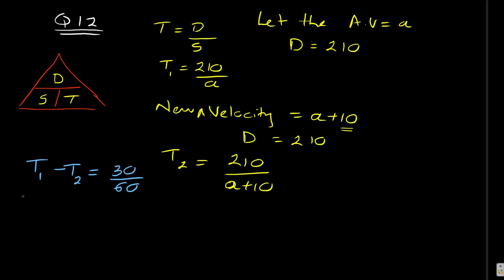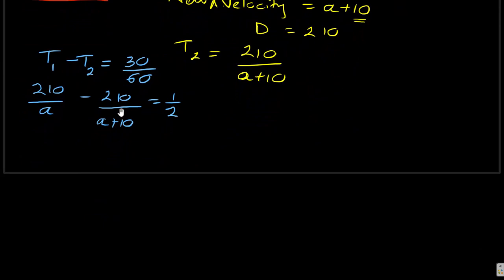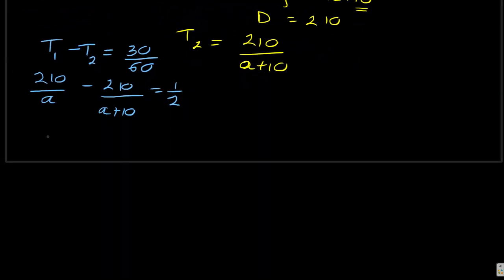Now automatically it brings those two equations. 210 over a minus 210 over a plus 10 is equal to 1 over 2. So you see how those equations are brought about. In this case, it's also algebra, whereby you are supposed to solve for a. So the common denominator is, if I can solve that, I will have my 210 a plus t. You can solve it anyway, the way you understand it, but I'm solving this particular fraction.